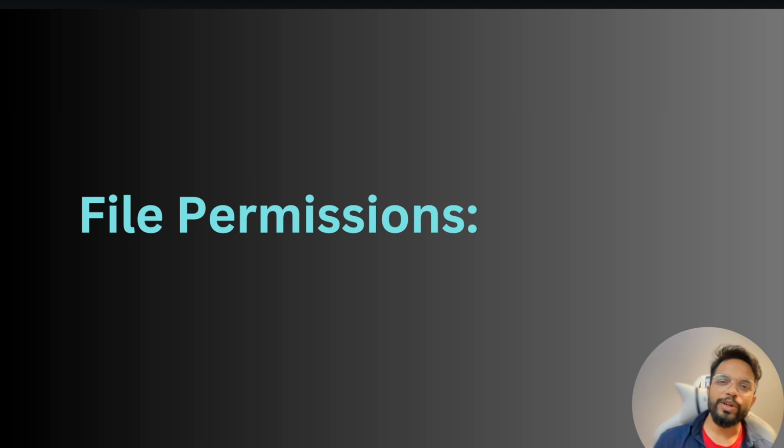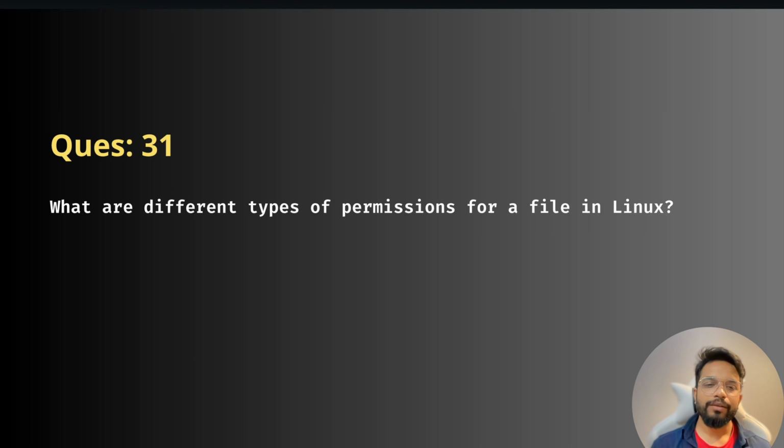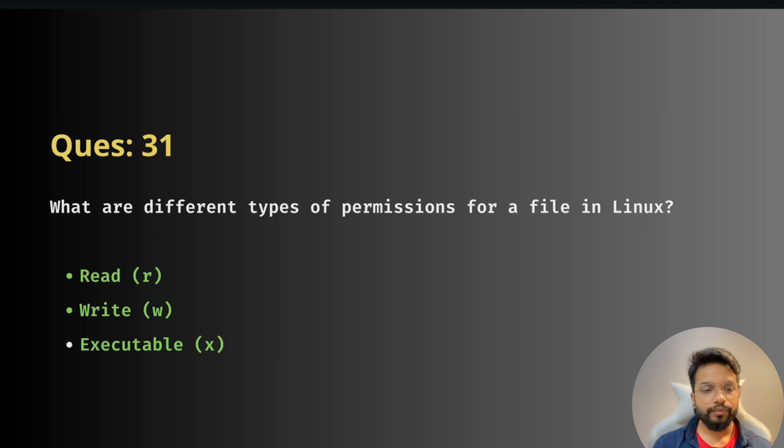Now let's see some questions related to the file permissions. What are the different types of permission for a file in Linux? So there are three types of permission we have already seen. It is read, write, and executable. Read and write are very straightforward. Executable means if that is a script or something which needs to be executed or run. Okay, so executable permission needs to be provided.